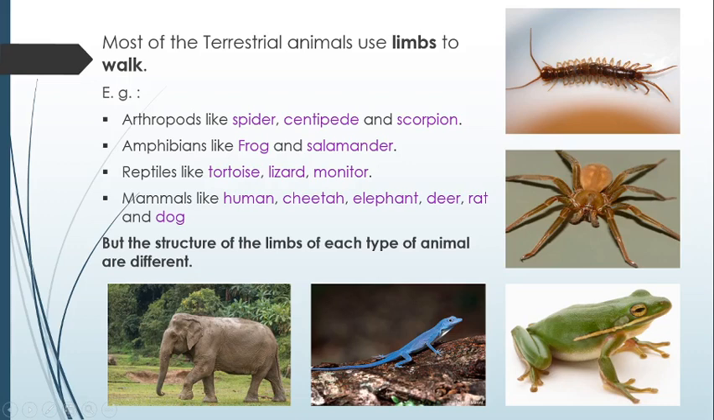Most of the terrestrial animals use limbs to walk. For example, arthropods like spiders, centipedes and scorpions have jointed limbs or jointed appendages. And the amphibians like frog and salamander also have limbs. The reptiles like tortoise, lizard and monitor also have limbs to walk. And the mammals like us, or cheetah, elephant and deer, are also possessed with limbs. But the structures of these limbs are different from each other, because the limb structure of invertebrates is totally different from the limbs of vertebrates.